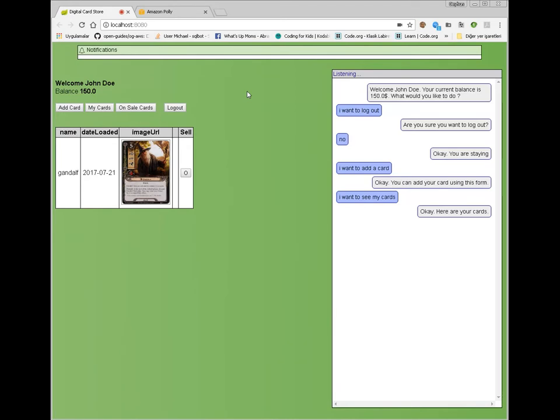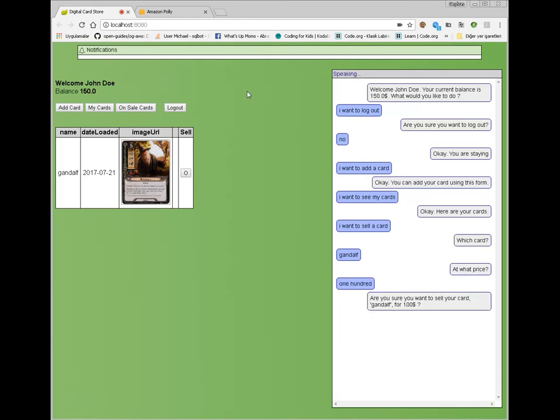I want to sell a card. Which card? Gandalf. At what price? 100. Are you sure you want to sell your card, Gandalf, for $100? Yes. Card Gandalf marked as on sale successfully.